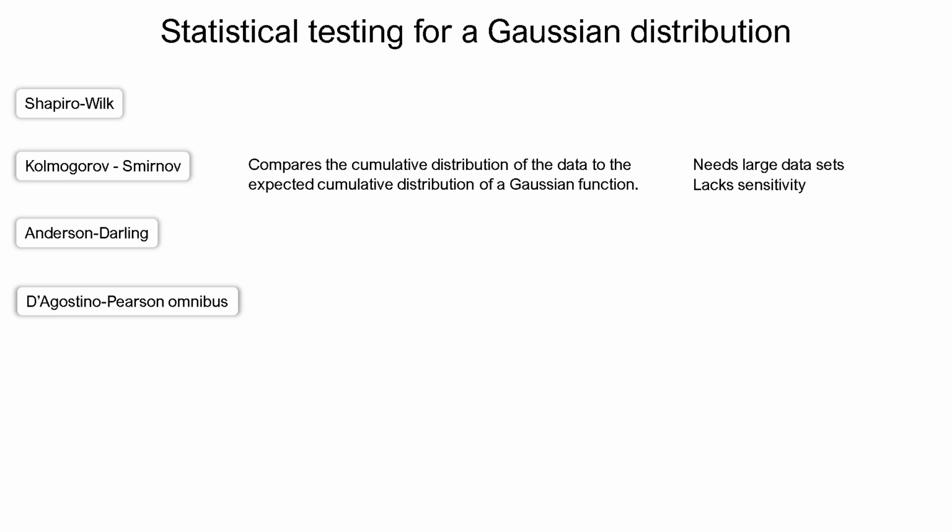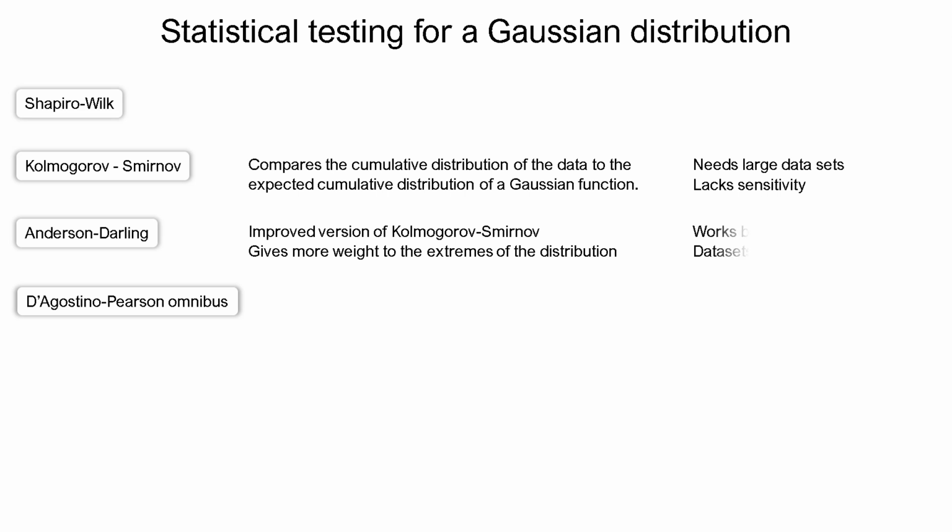The Anderson-Darling test is an improved version of the Kolmogorov-Smirnov test, which takes more parameters into account, giving more weight to the extremes of the distribution. It works best with small to medium-size datasets and not with sample sizes less than 20.